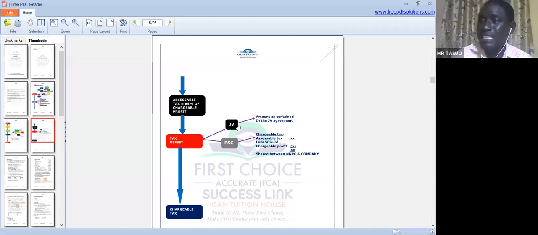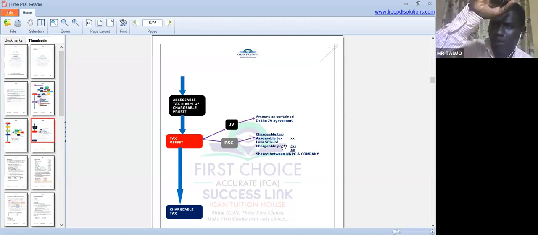Now, if it is a joint venture agreement, it will be stated in the question, based on the joint venture agreement, how much should be the offset. And if it is a production sharing contract, the way you get the tax offset will be: the assessable tax you computed, you now less 50% of the chargeable profit. We are going to chargeable profit before.